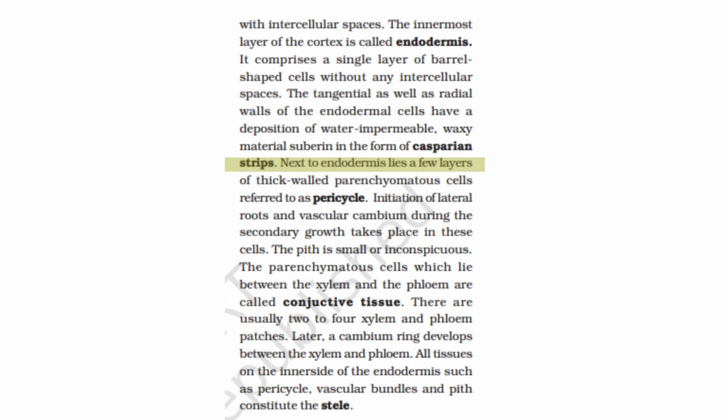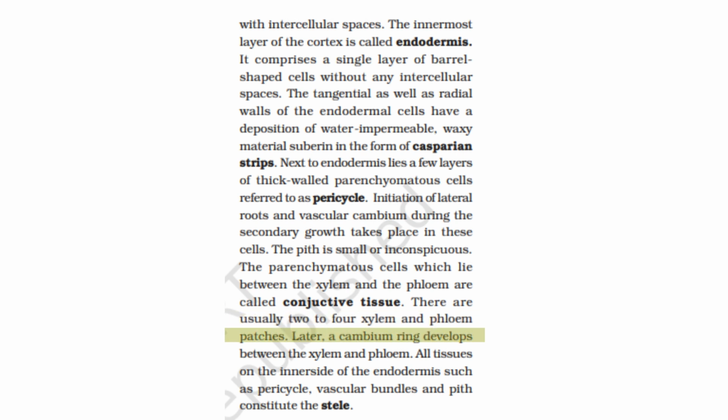Next to endodermis lies a few layers of thick-walled parenchymatous cells referred to as pericycle. Initiation of lateral roots and vascular cambium during the secondary growth takes place in these cells. The pith is small or inconspicuous. The parenchymatous cells which lie between the xylem and the phloem are called conjunctive tissue. There are usually 2 to 4 xylem and phloem patches.